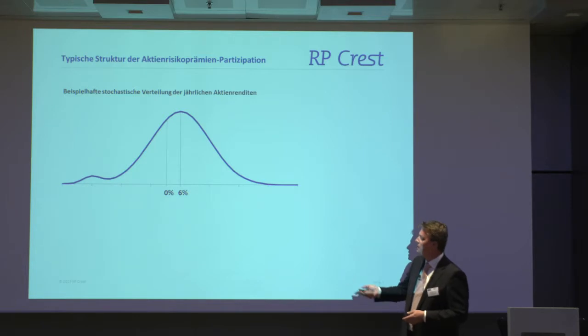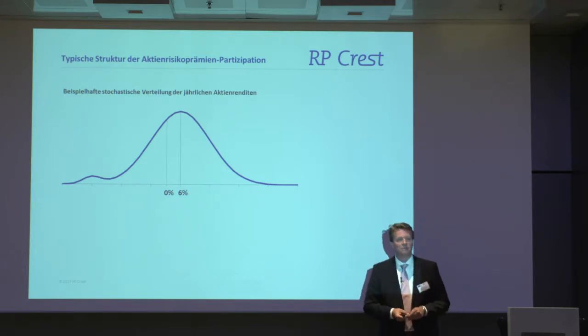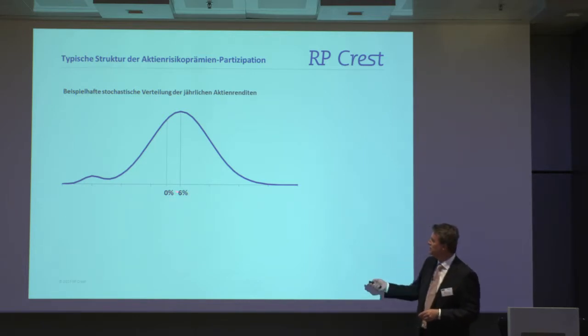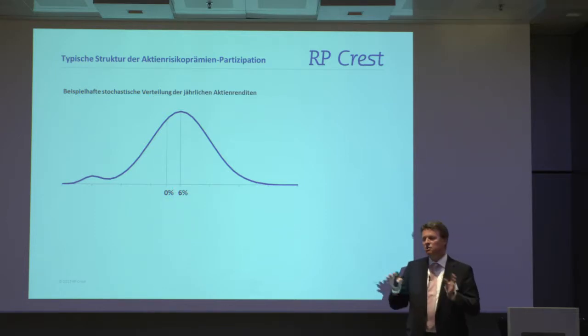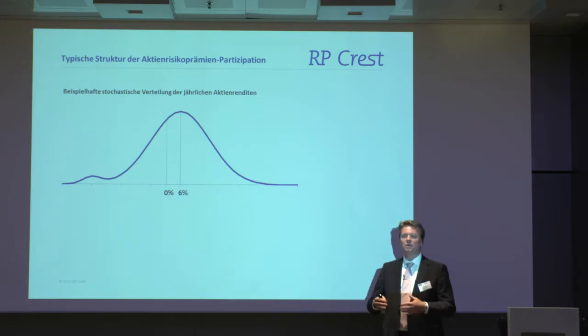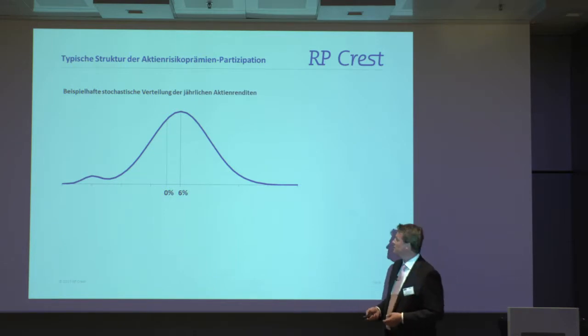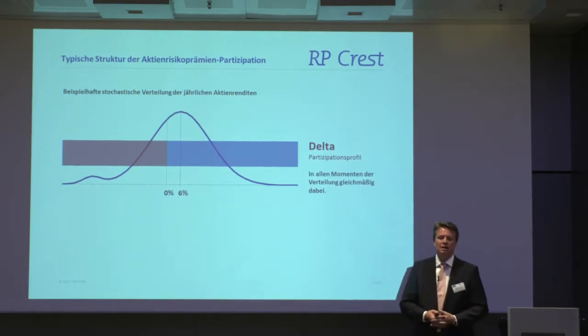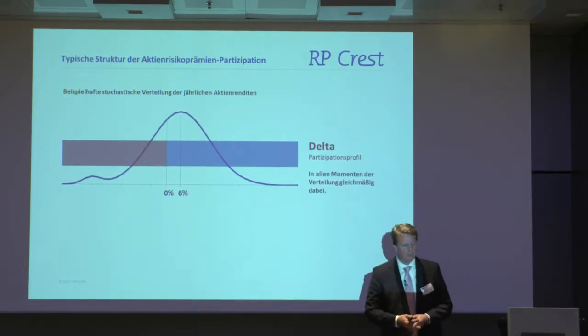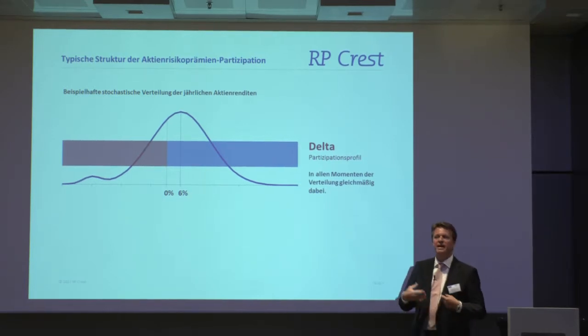We see an overproportional number of large losses here to the left, but more importantly, we see an average return of 6%. And it really doesn't matter whether we look at yearly or daily returns. I think it's quite obvious that on average equity returns are positive. And this bar shown now is how I intuitively like to think about the delta type risk profile.